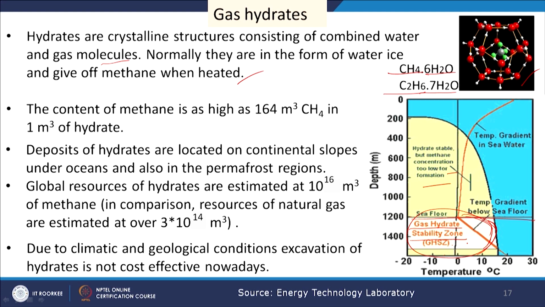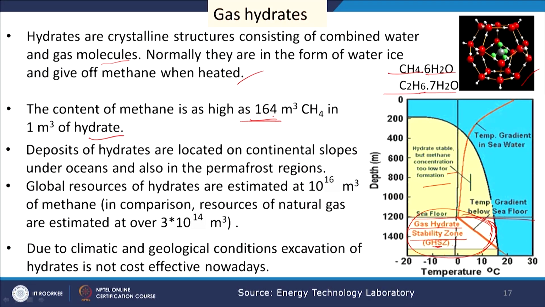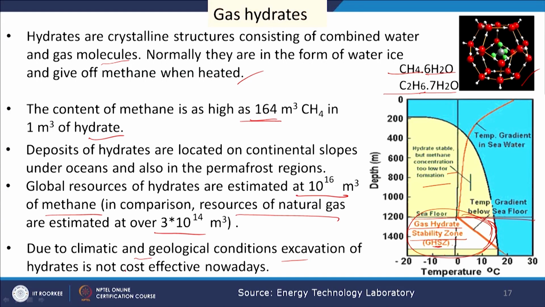The content of methane is as high as 164 meter cube of methane in 1 meter cube of hydrate. So, 1 meter cube of hydrate can give us 164 meter cube of methane, and deposits of hydrates are located on continental slopes under oceans and also in the permafrost regions, as already discussed. Due to climatic change and geological conditions, excavation of hydrates is not cost effective nowadays. So, this is not a cost effective option for commercial use, but research is going on, and in the near future this resource may also be used.